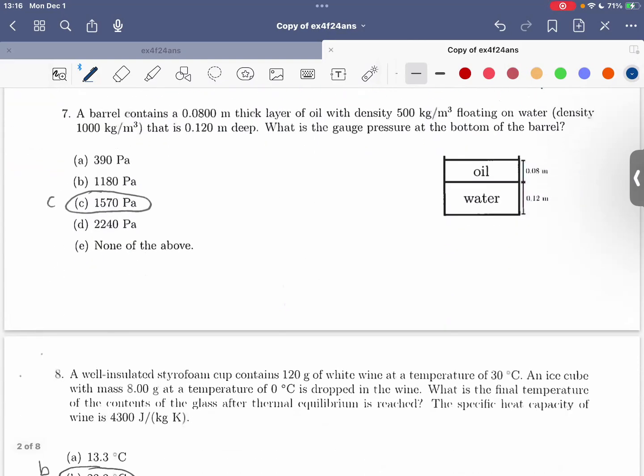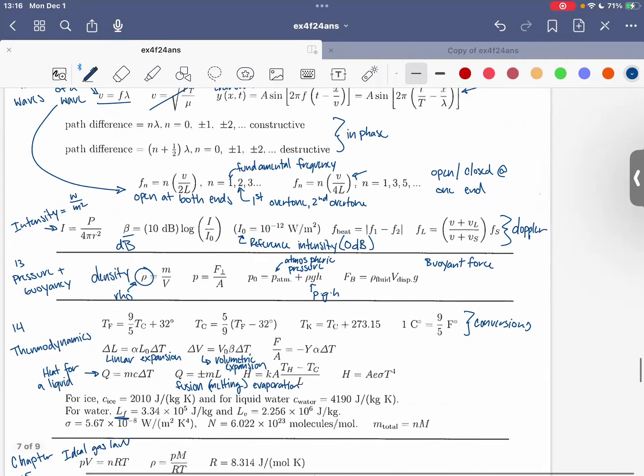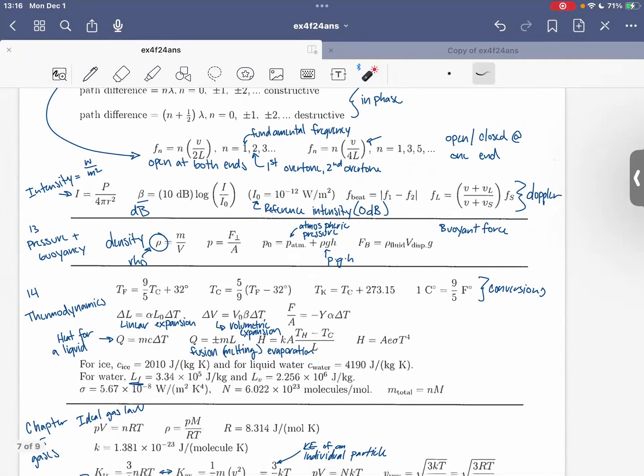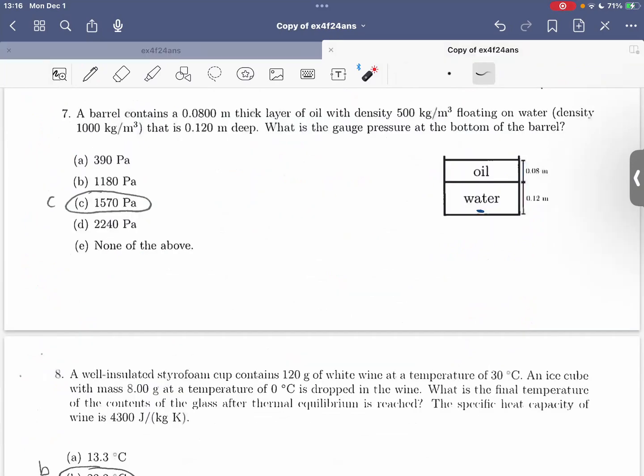Okay. And then we also have 7. So we're given a barrel containing a 0.08 meter thick layer of oil with density 500 kg per meter cubed floating on water. That is 0.2 meters deep. What is the gauge pressure at the bottom of the barrel? Okay, so looking at our equations, it would be this one right here.